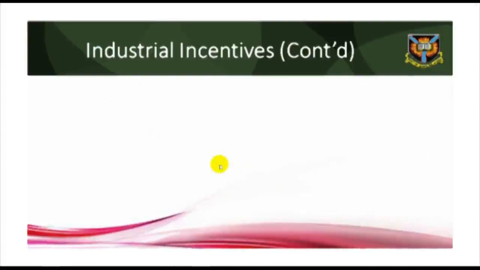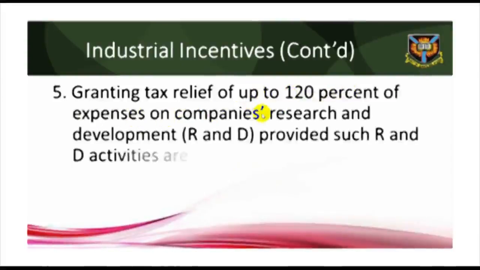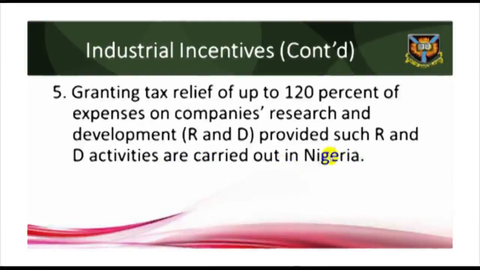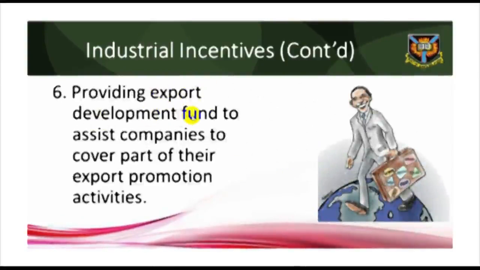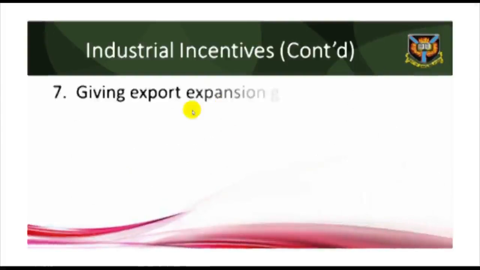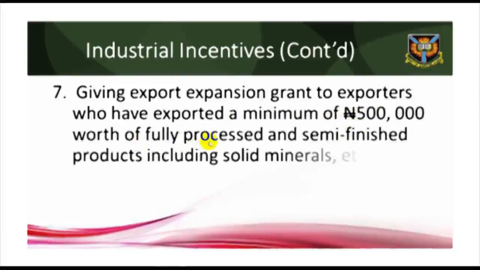5. Granting tax relief of up to 120% of expenses on companies' research and development, provided such research and development activities are carried out in Nigeria. 6. Providing export development fund to assist companies to cover parts of their export promotion activities. 7. Giving export expansion grant to exporters who have exported a minimum of 500,000 worth of fully produced and semi-finished products, including solid minerals.